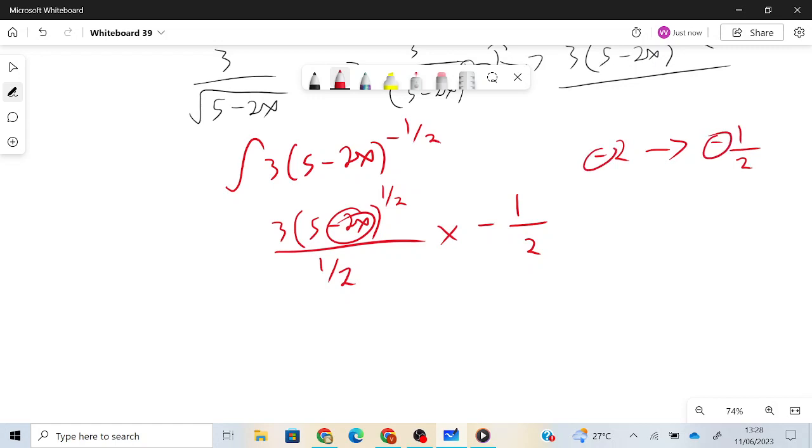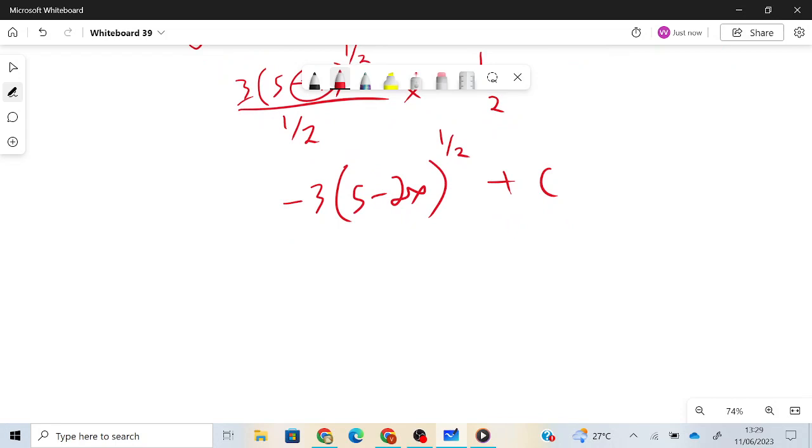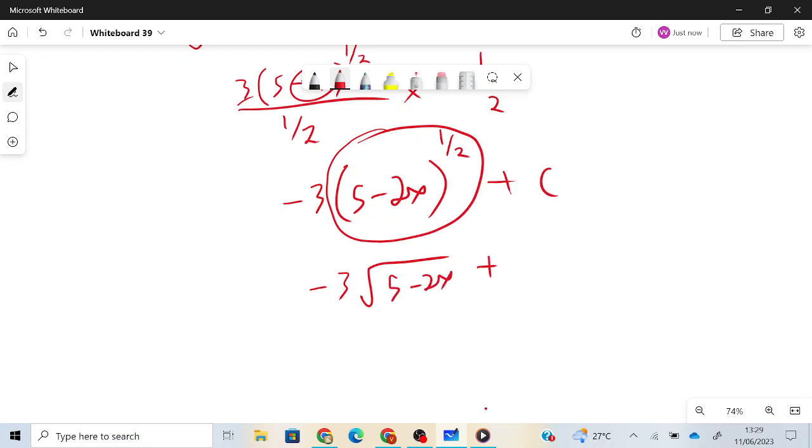Minus sign stays. Whatever the sign stays. And just the numerator is only to flip. So again, 3 divided by 1 over 2 is 6, and then times it by minus 1 over 2 is minus 3, so we now have minus 3 into 5 minus 2x all to the power 1 over 2 plus c. And you can rewrite this, because if the question does state to give your answer in terms of a square root, then you know that this part is the same as the square root of 5 minus 2x, so minus 3 square root 5 minus 2x plus c.